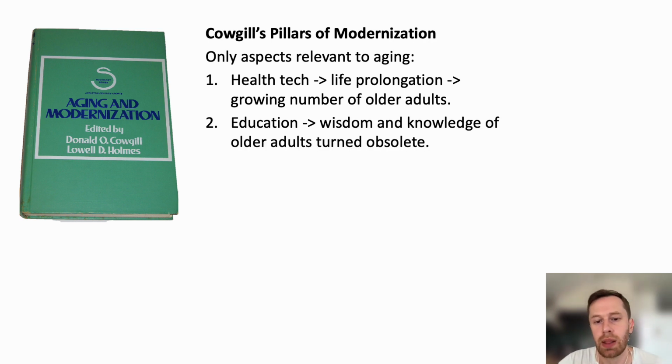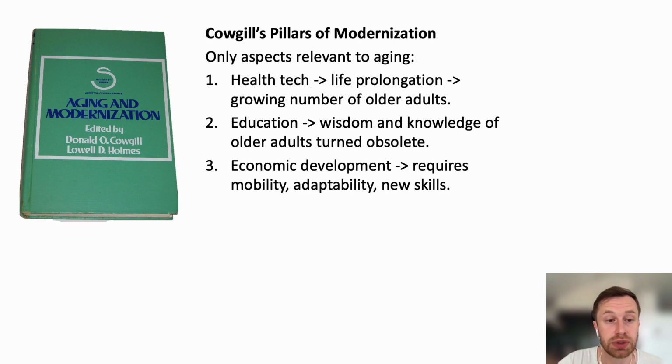The modern education brought to younger people benefited them, and the wisdom and knowledge traditionally possessed by older people was wiped out by the books, by the mass education, by internet now. So their skills and knowledge are sort of obsolete in the modernized countries. Third, there's economic development, which requires mobility, adaptability, new skills, some things that are harder for the older people to obtain and to follow.